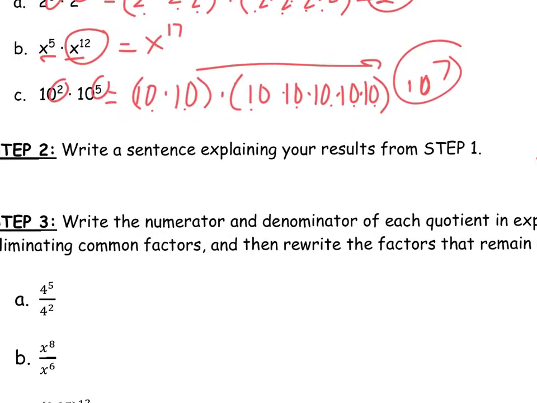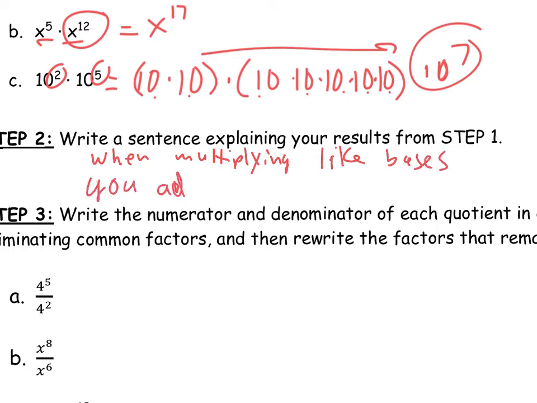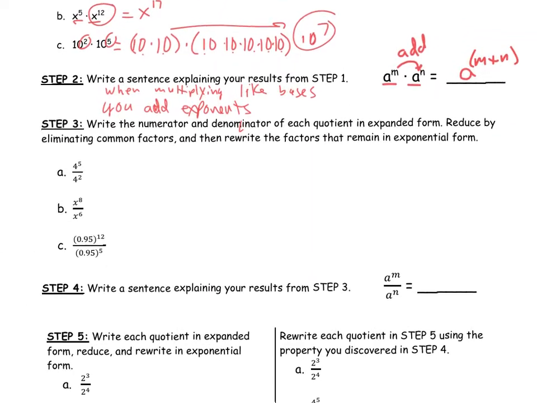So you can write a sentence explaining this. When multiplying like bases, it means they just have the same base, same number, same variable, whatever, you add exponents. Okay.